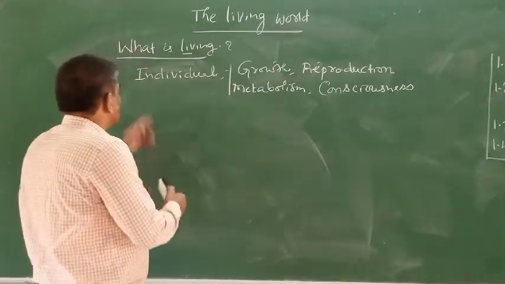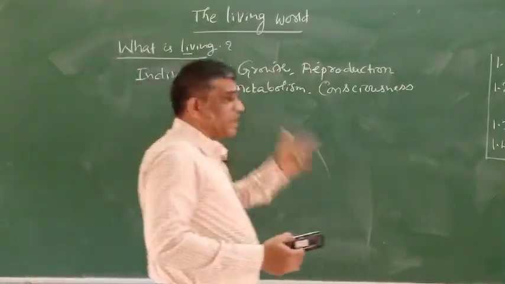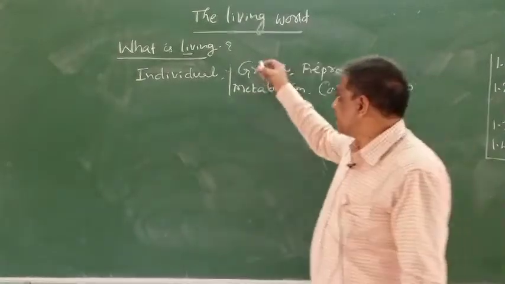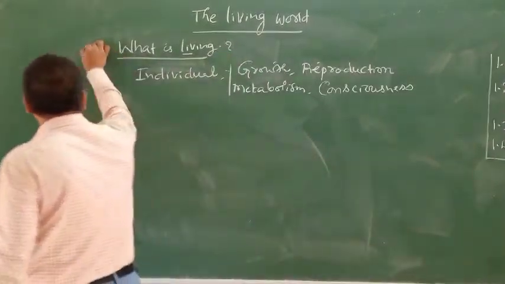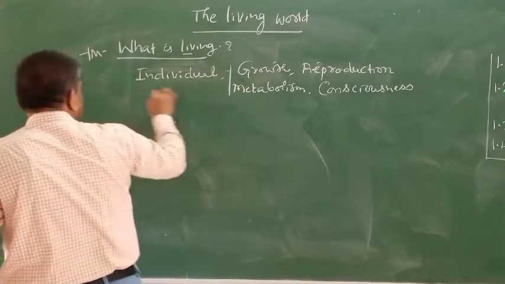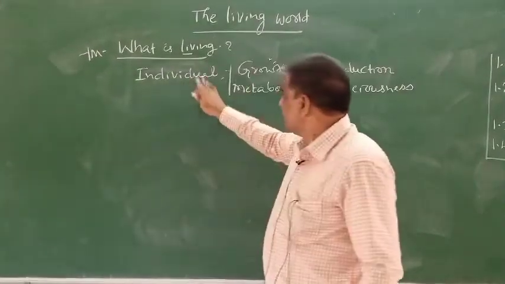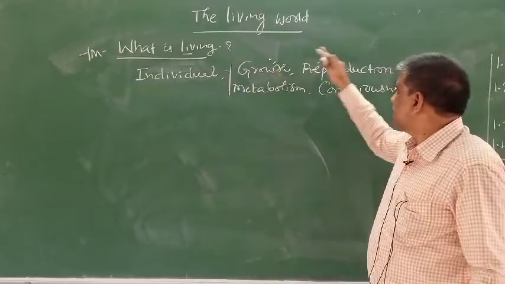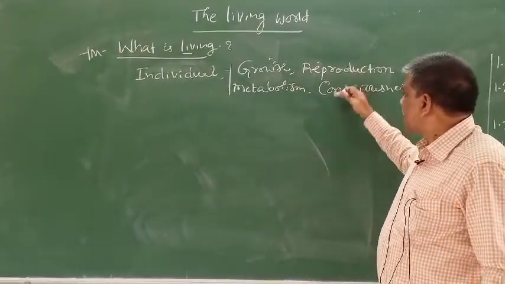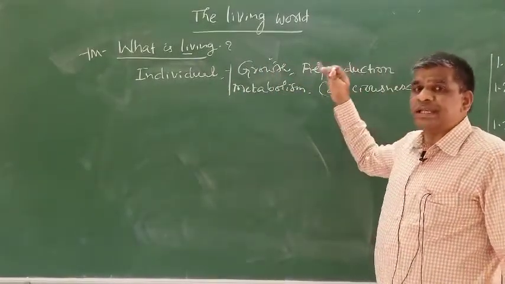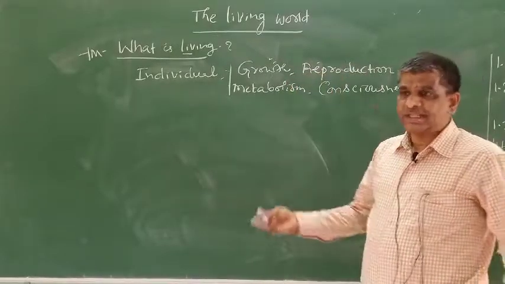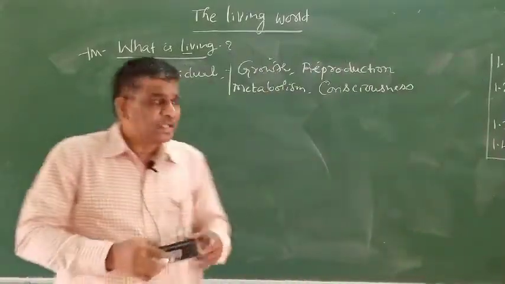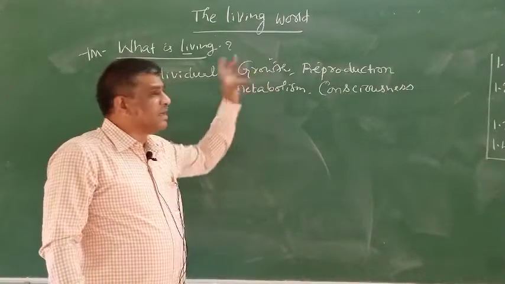Okay, so in the examination you may get a question, what is living. This question may be asked for 1 mark. Then you can simply write this definition: the individual which possesses characteristics like growth, reproduction, metabolism, consciousness, self-regulation is called living. That is enough. So you have to mention some of the characteristics of the living.